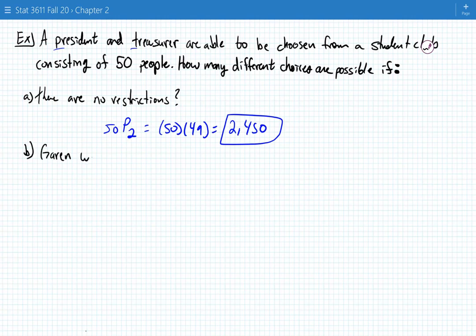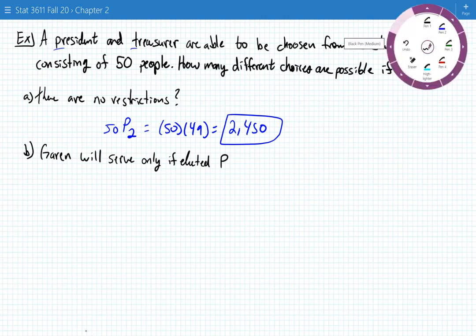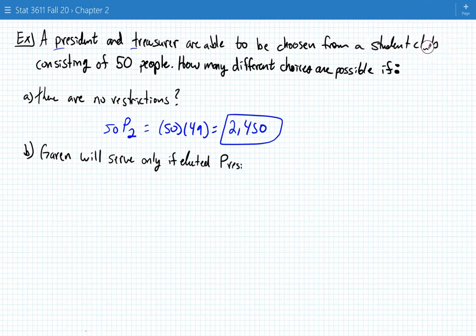Let's say Garen will serve only if elected president. Garen is one of the 50 students in the club, and Garen will serve. He's like, I'll do it, but I'm not going to be treasurer. I don't want that work, but I will be president only if elected president. Let's write out president, "prez", because we use capital P for permutations. So how many choices are possible if Garen will only serve as president?